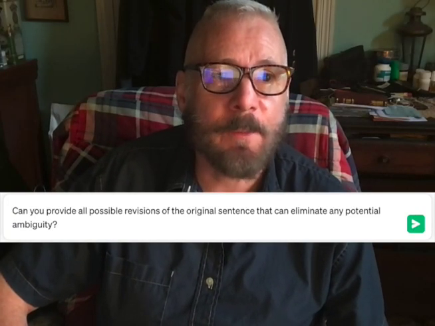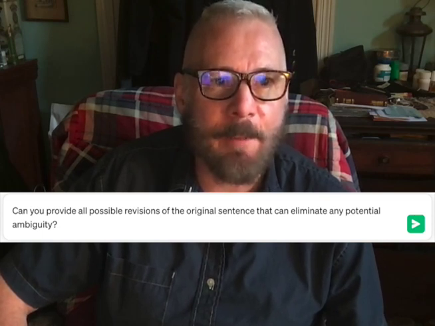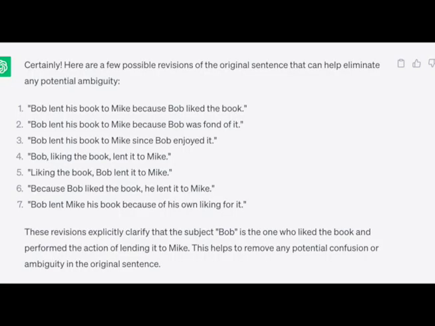I followed up by asking ChatGPT to provide all possible revisions of the original sentence that can eliminate any potential ambiguity. So let's look at what ChatGPT gave me. Bob lent his book to Mike because Bob liked the book. It may seem a little clunky to some people because we're repeating Bob's name. In order to eliminate ambiguity, repeating information, in this case a name, is never a problem. It's better to be repetitive than to be ambiguous.